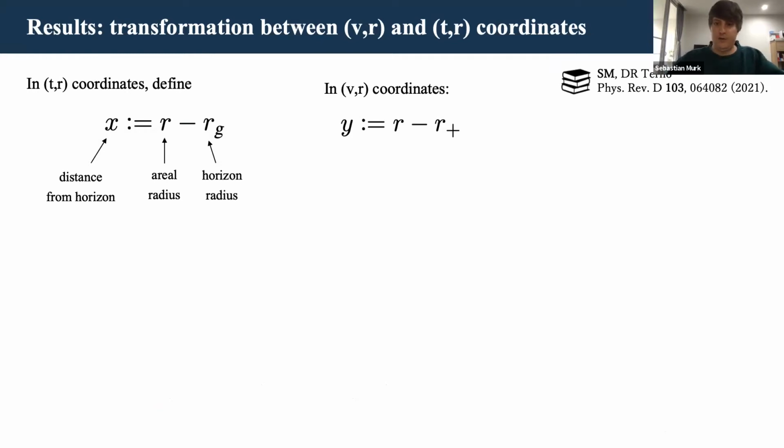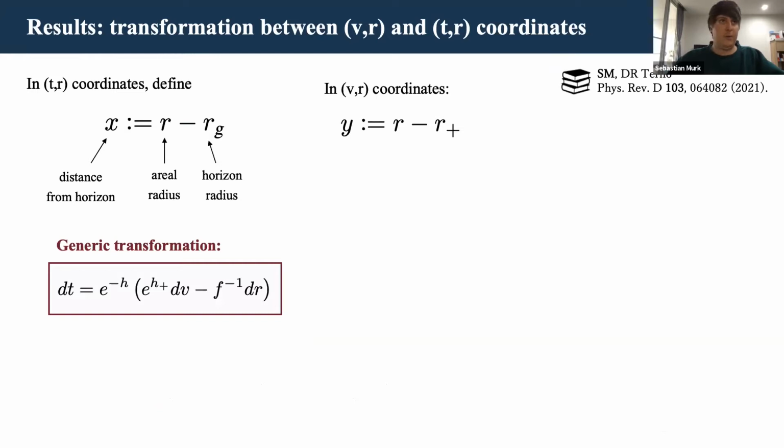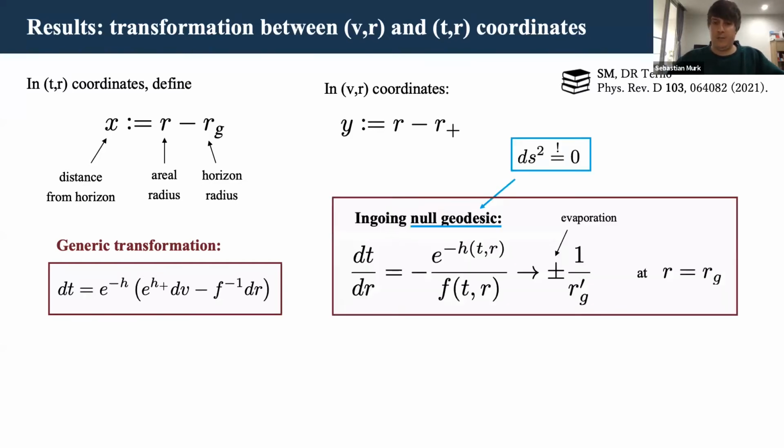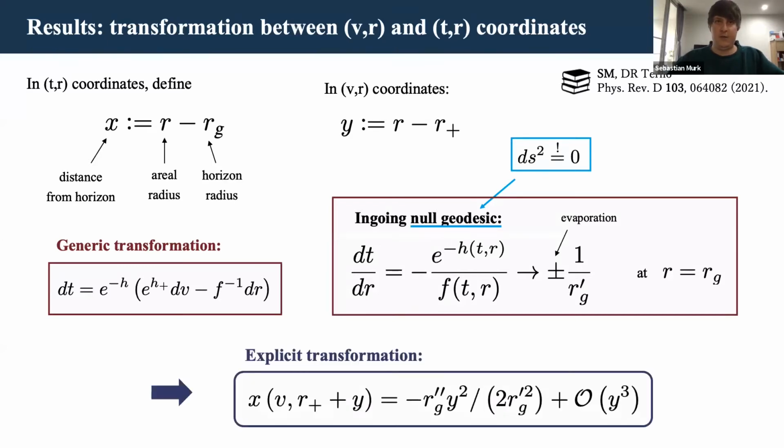I had already written the generic transformation earlier when we talked about the metric function h playing the role of an integrating factor. So we can certainly use this relation. And we get a second relation by considering ingoing null geodesics near the apparent horizon. And then simply by combining those 2 relations, we end up with an explicit transformation between TR and VR coordinates that is valid in the vicinity of the horizon of an evaporating black hole.